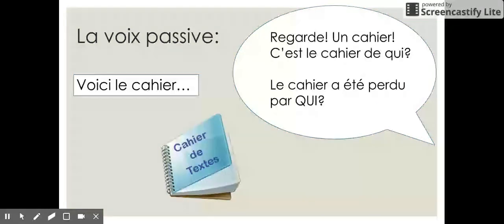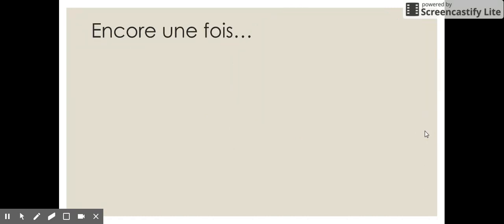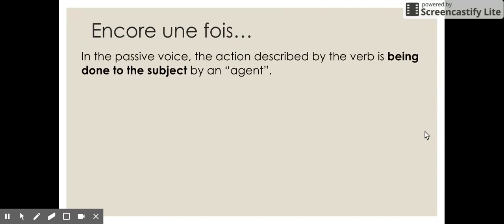When we take a look at la voix passive, our focus is now on that cahier, that notebook. Voici le cahier. Regarde, un cahier. Mais c'est le cahier de qui? Le cahier a été perdu par qui? Who lost this notebook, this cahier, active? The notebook was lost by whom? Passive.